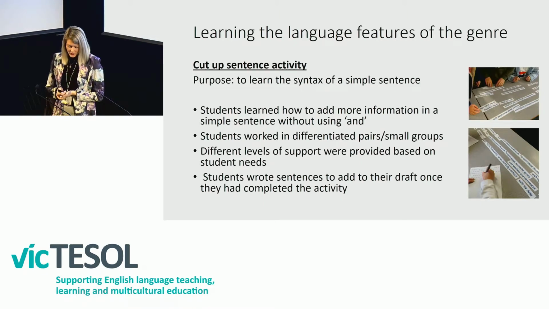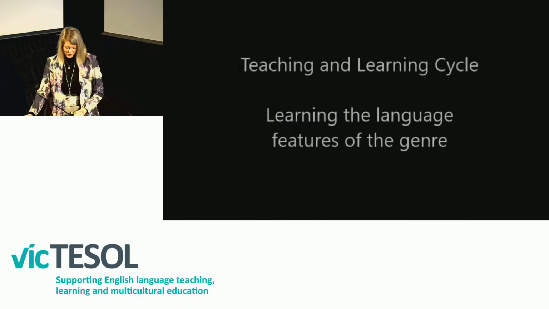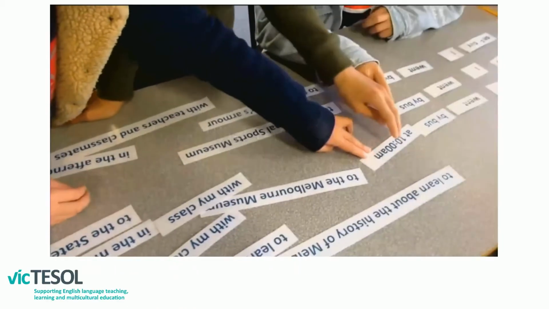The students were so excited when they realised that they could move around the sentence, and they really took ownership over what they've created. At the end of the lesson, the students wrote their sentences on paper and then added this to their drafts. So here is a video for you to demonstrate the teaching and learning cycle.